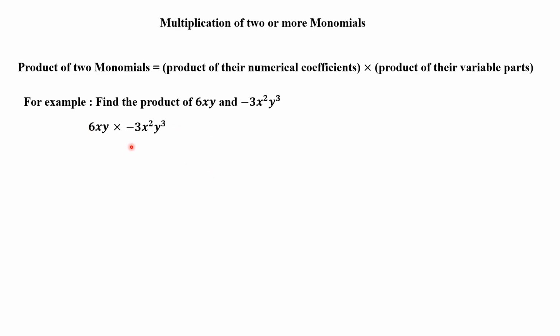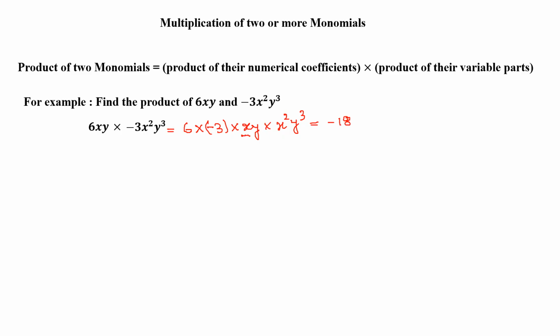So first you have to write 6xy multiply by minus 3x square y cube. Now multiply the numerical coefficient. So it is 6 into minus 3. This is the numerical coefficient. Then multiply with the variable part. So for the first term the variable part is xy. For the second term the variable part is x square y cube. Now 6 into minus 3 will give me minus 18. Now I have to multiply the variable part.